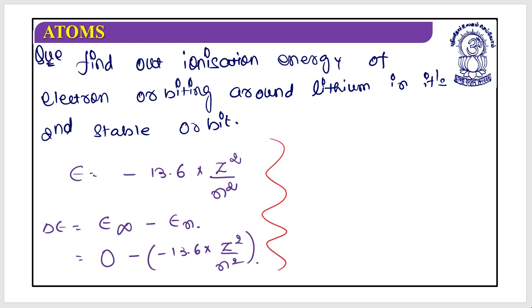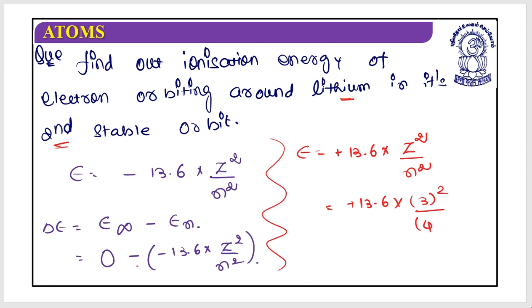So E is equal to plus 13.6 multiplied by Z square by n square. They have given me lithium, so Z equals 3, so it's 3 square, divided by n square. It is orbiting in the second stable orbit, so n equals 2, which gives 4. So this is 13.6 by 4 multiplied by 9. This would be the answer, in certain electron volts.